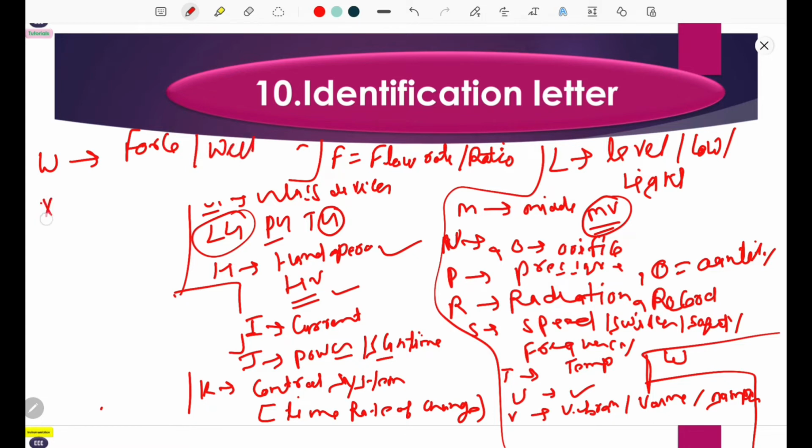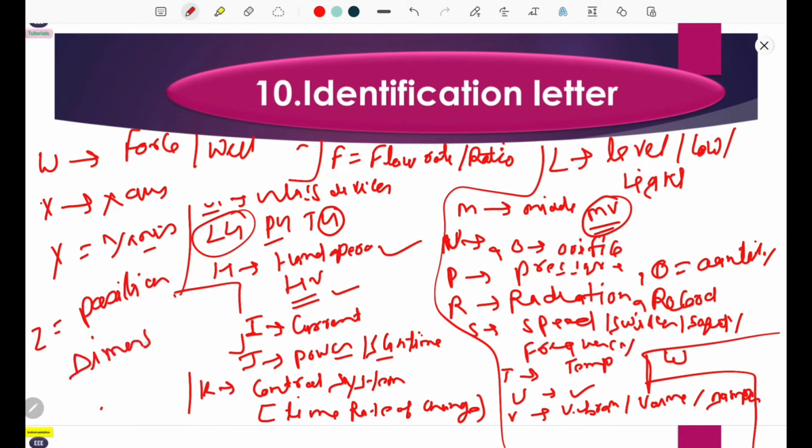X is generally not used. Y is used for the y-axis. Z is generally used for showing position or dimension. You have heard in your vibration monitoring system where Z is used for showing axial displacement.